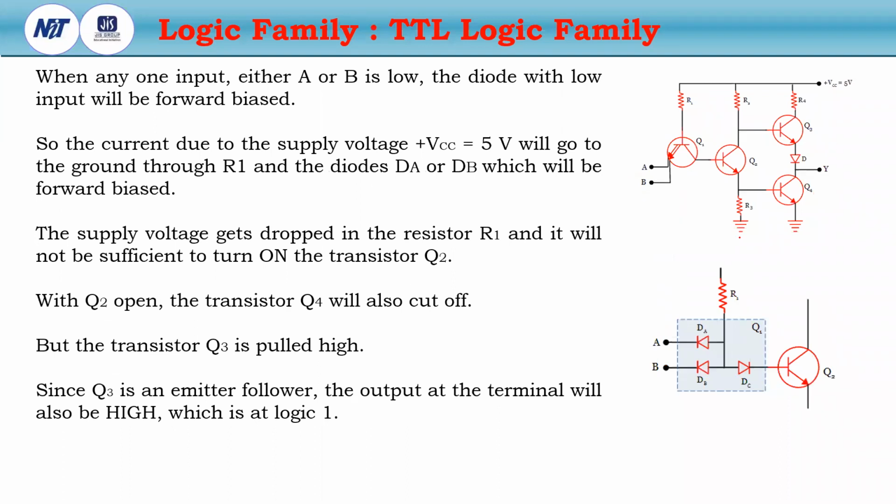Now, if any one input is logic 0, suppose this is 0, this is 1, the same operation will exist. So Q4 will be cut off. So Q3 is pulled high. So the output will be at logic 1. So when this is 0, 0, then we will get the output as logic 1. When this is 0, 1, then also we will get logic 1. When this is 1, 0, the same operation will be done.